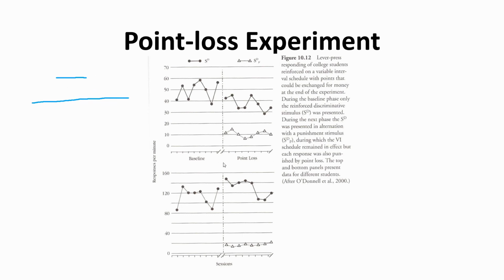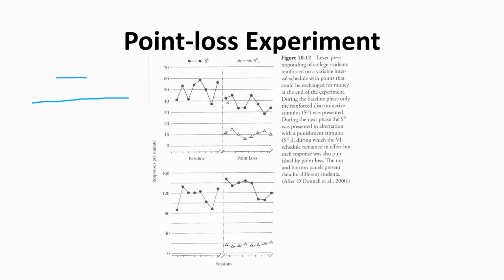Next, we enter the point loss phase. And now they're exposed to both our original discriminative stimulus, the one that is reinforced on a variable interval schedule, but now we also introduce our second stimulus, our punishment stimulus. And if they respond to this punishment stimulus, now they lose points. So we're introducing that punishment aspect because they're losing something that was good.